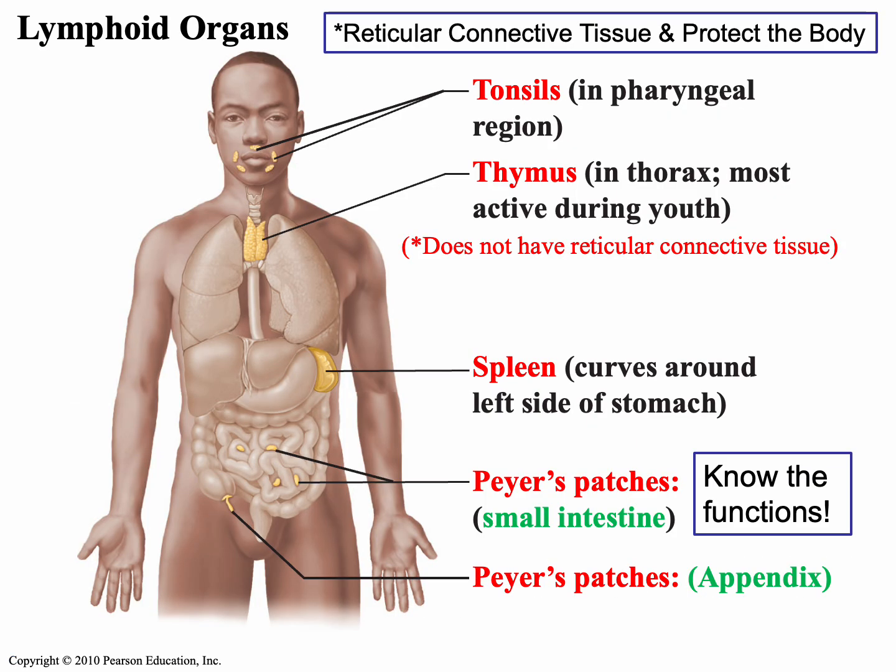We're now going to take a look at lymphoid organs. And lymphoid organs are made up of reticular connective tissue, key for protecting of the body. So we're going to go through the various lymphoid organs. Very important to know these, know where they're identified, and of course, knowing their functions. So we're going to look at the tonsils. We're going to look at the thymus gland, the spleen, and also looking at the Peyer's patches, which are found in the small intestine, and likewise Peyer's patches found in the appendix. So we'll now go ahead and we'll take a look at each.